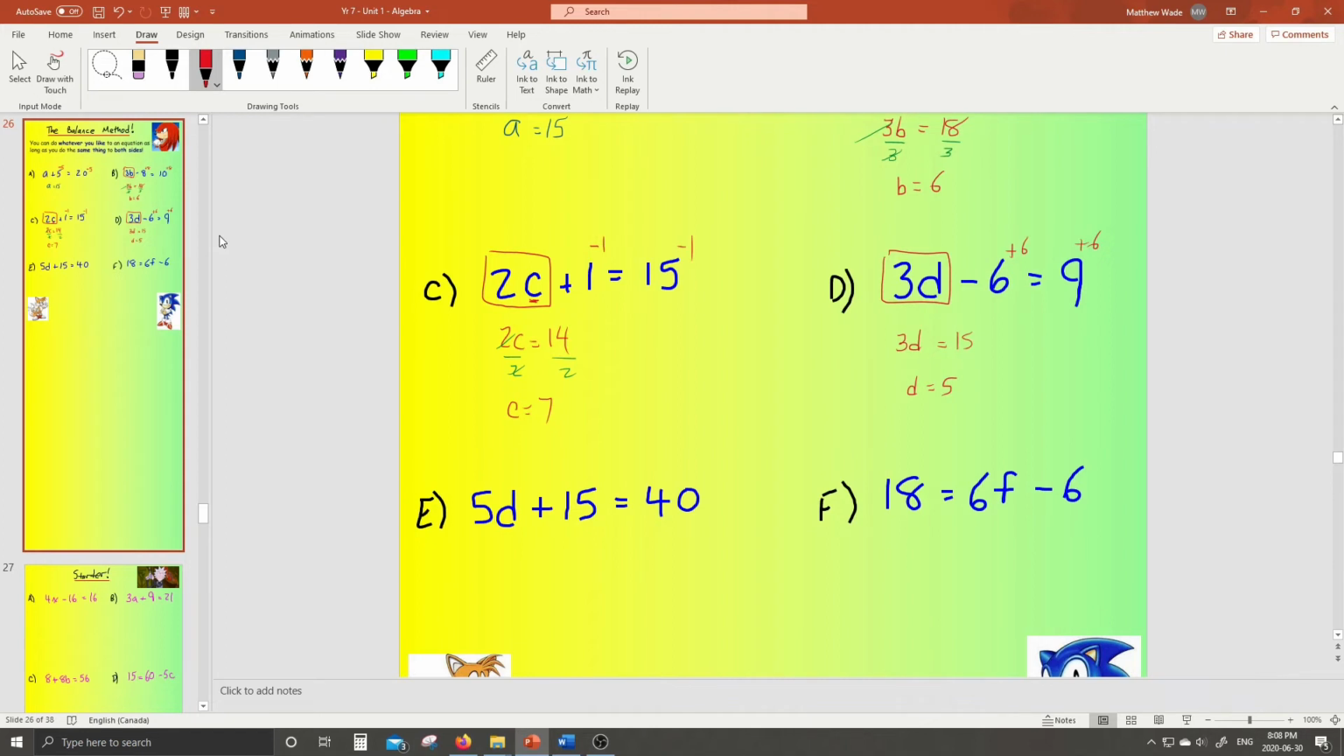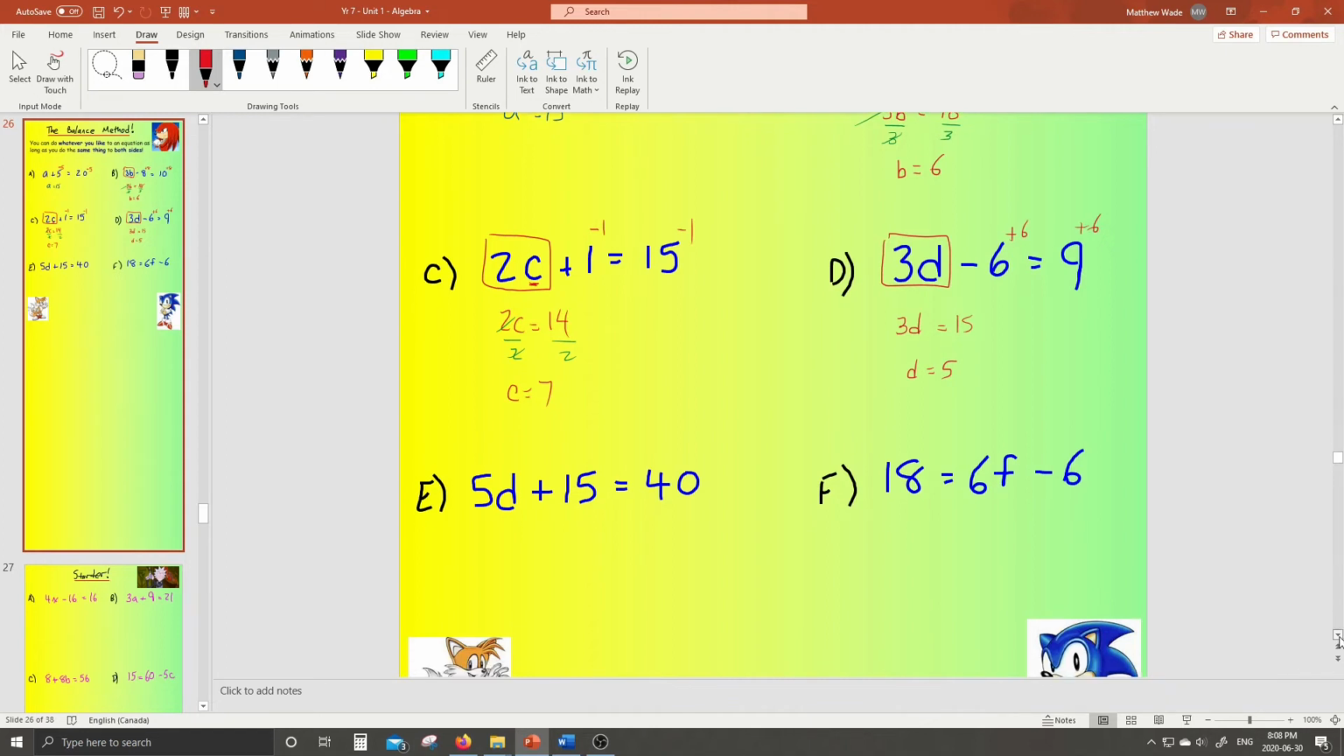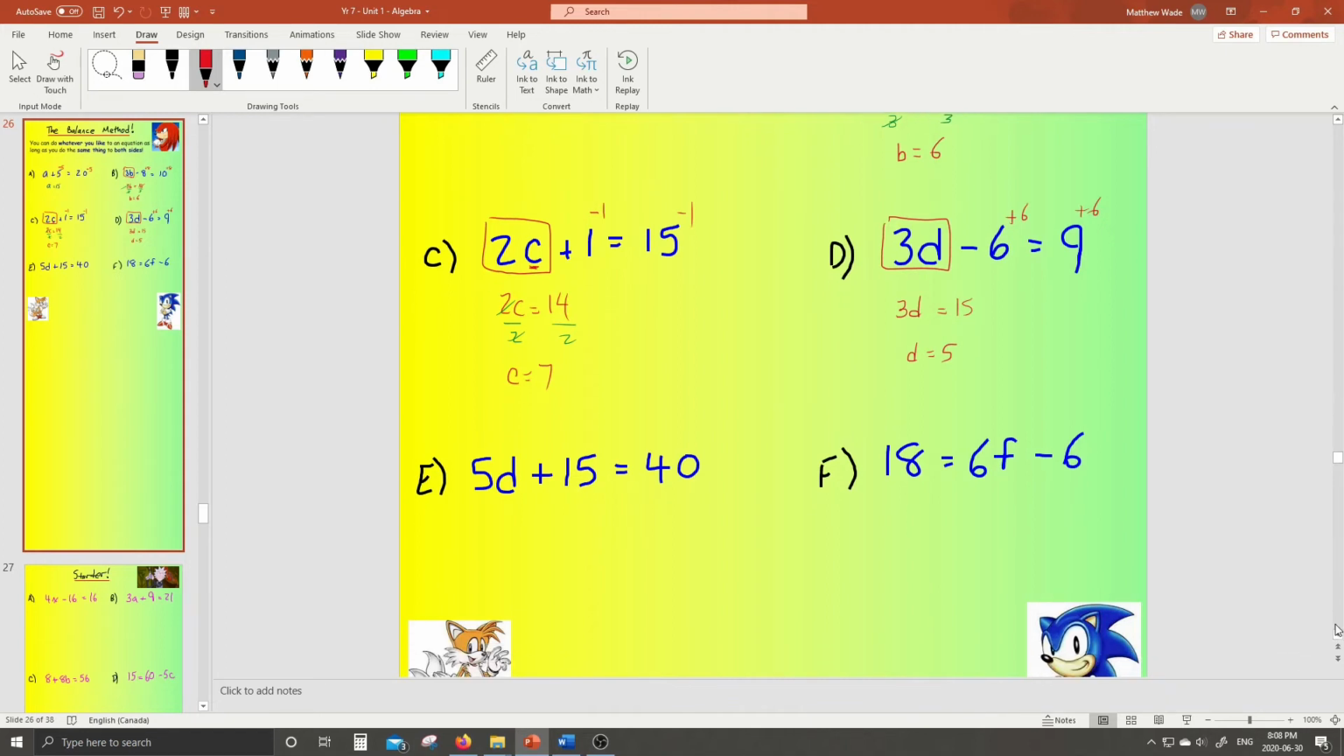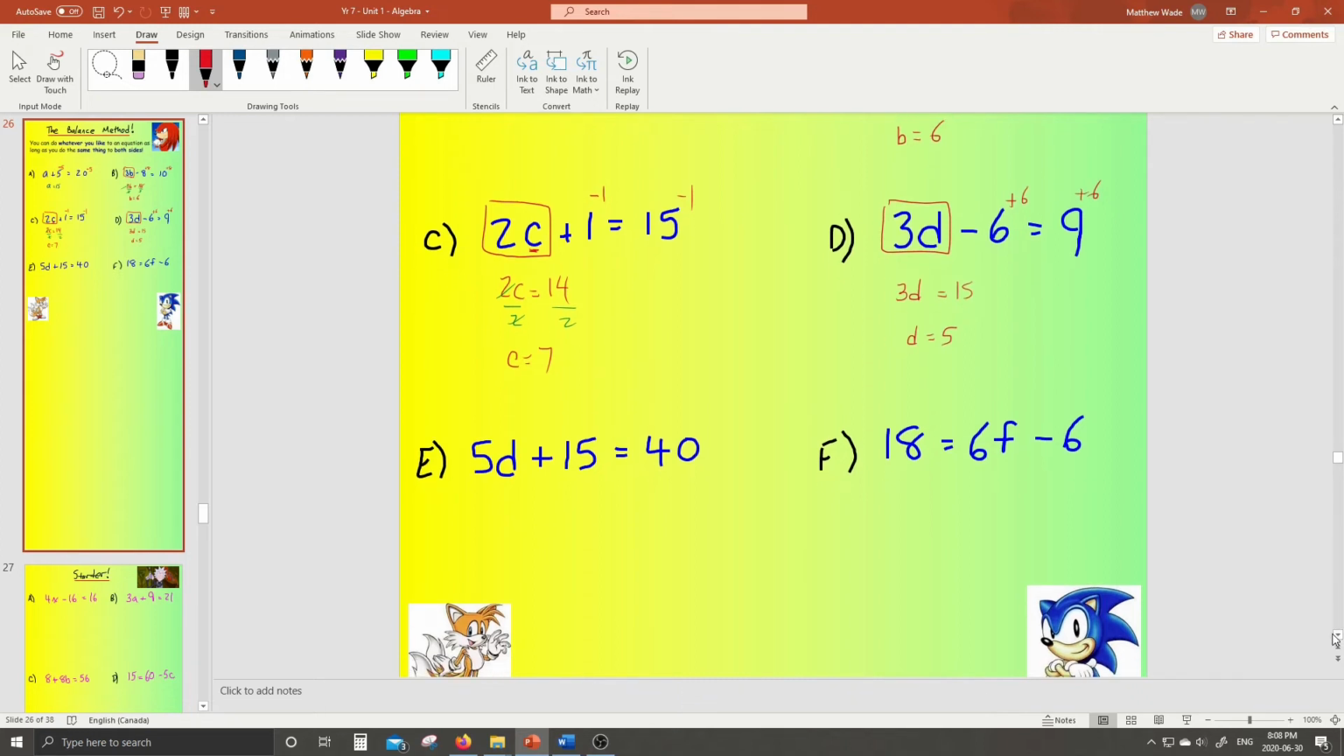Cool, cool, cool. If you're good, skip ahead. So you don't need to listen to me. Make sure that you just check the answers in a sec. Okay, if you still want one more time, here we go. Even faster still. We were after D again in this one. 5D plus 15 equals 40.